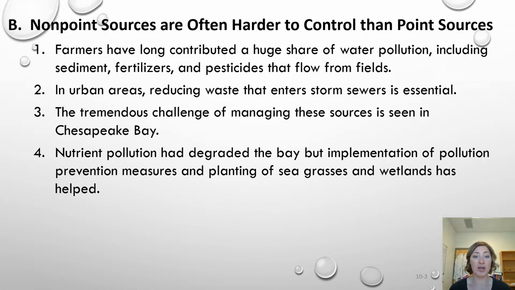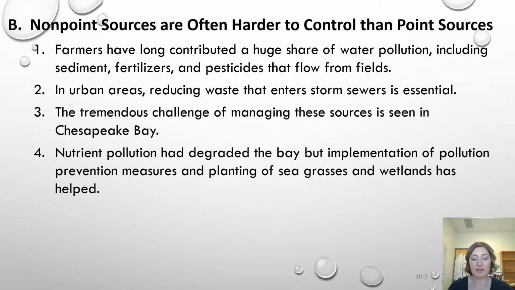The tremendous challenge of managing these sources is seen in the Chesapeake Bay. In the Chesapeake Bay, we had nutrient pollution. It degraded the bay pretty seriously by the 1970s. However, citizens groups, local communities, state legislators, everybody came together and established an innovative pollution control program that made it one of the first estuaries in America that was targeted for not only protection from pollution, but also restoration measures.